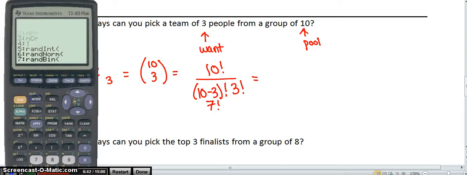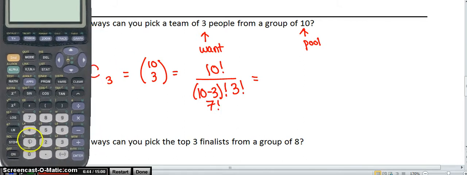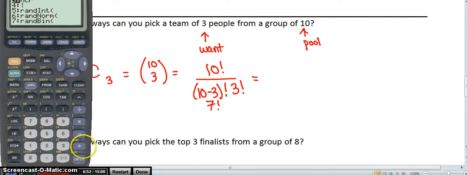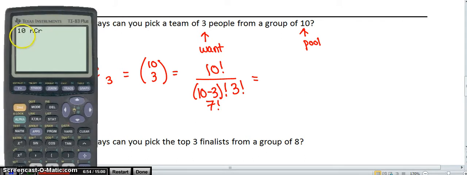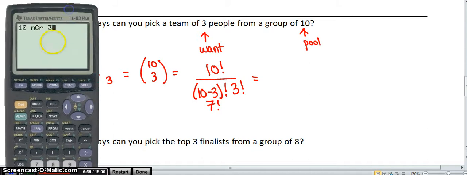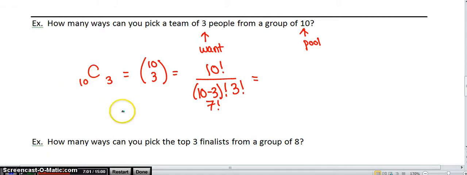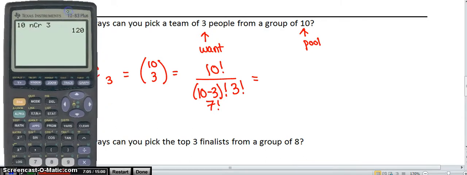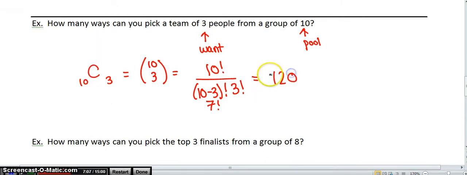Now, if you have an old calculator like this one, you have to hit the pool first, so it'll look like this. So I have a pool of 10, then I go over to probability, go to nCr, hit enter. So this is saying 10, my combination, and then you're choosing 3. So it kind of looks like how it looks over here, the 10 first, then the 3, and you hit enter. It'll compute it for you. So there are 120 ways to pick a team of 3 people from a group of 10.